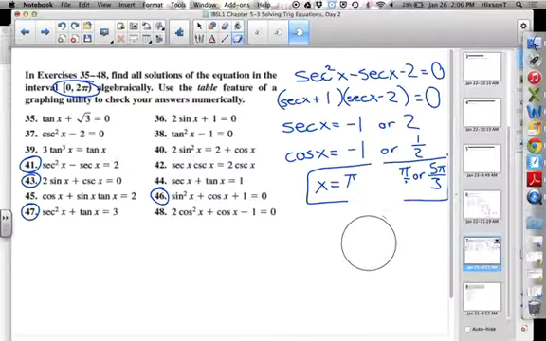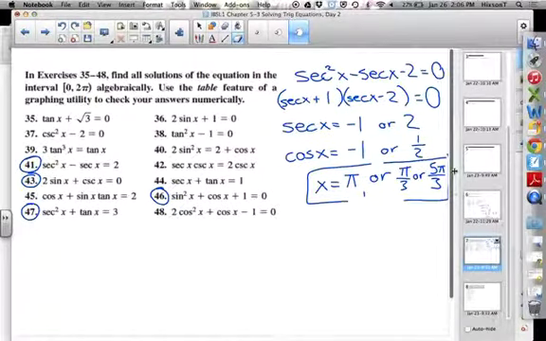Okay. So that would be our solution. Those 3 angles are the solution. Now, again, that was 41. Okay, 43. Here, I'll do 43 in red.